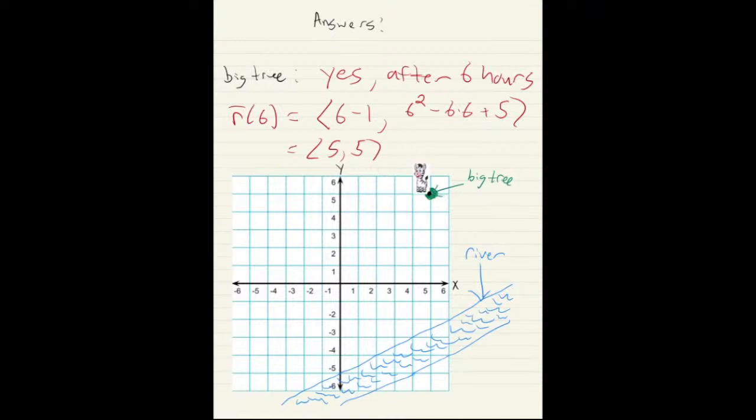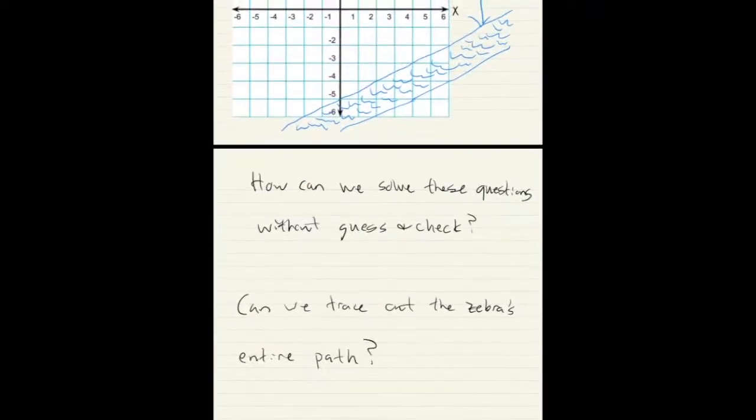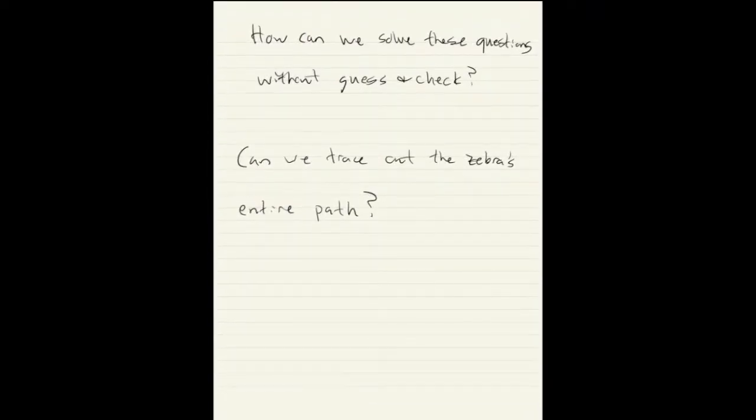Good. So thank you for participating, folks. This is what we're going to do today. We're going to look at these type of functions that have two components, or maybe even three components. We can look at 3D as well. That's what section 5.1 is about. So we're going to answer these kind of questions. How can we solve these questions without guess and check, without making educated guesses? Can we do it more sophisticated? Yes, we can. I'll teach you how.